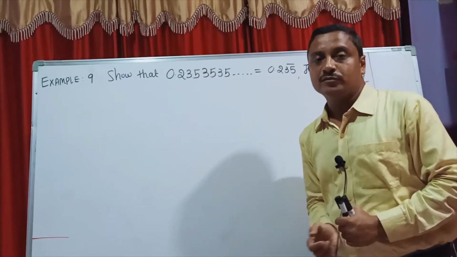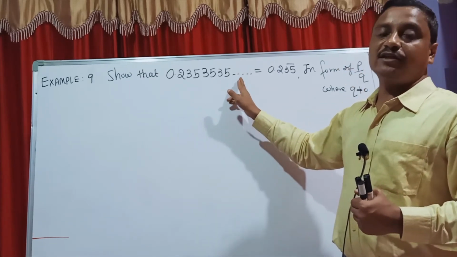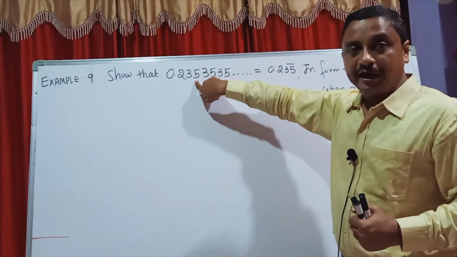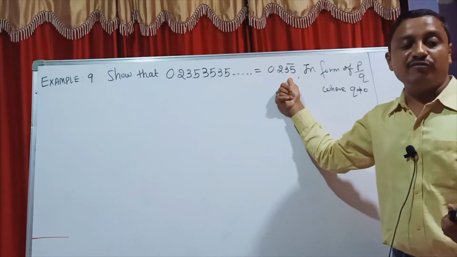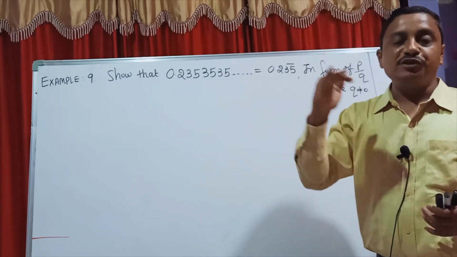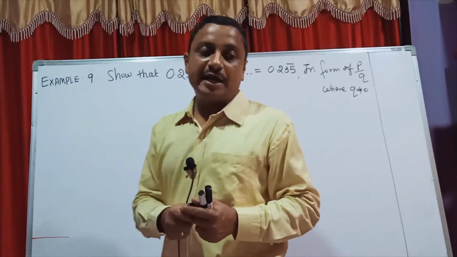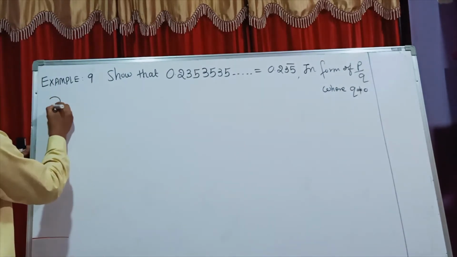Continue going students. Example 9. Same question. 0.235353535 means 35 is repeated. So given question 0.2 35 bar. This bar is only given on the top of the 35. Means only 2 number is repeated. So same I explain you in this sum.